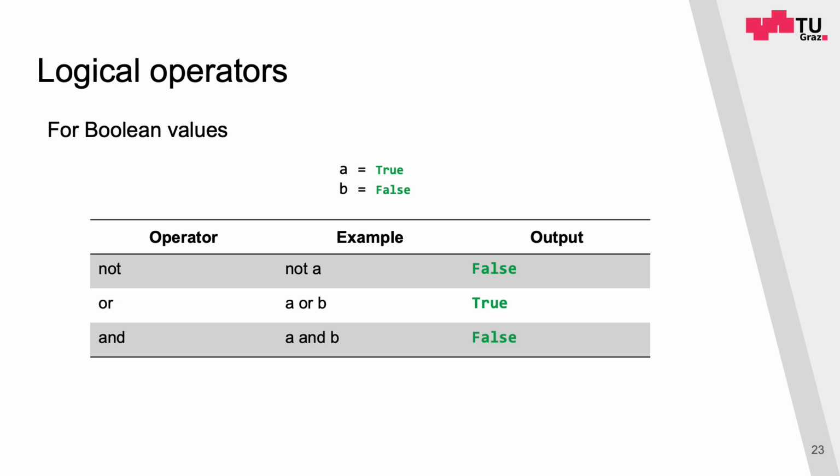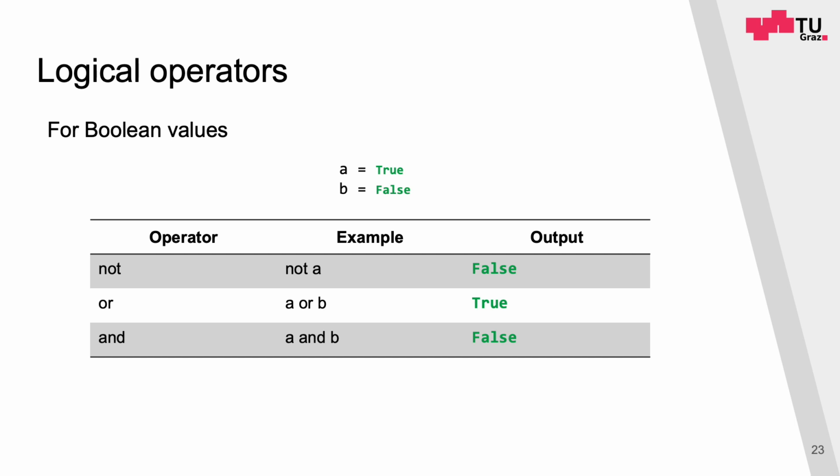And those are the most used logical operators which are available in Python. So not, or, and. So for example, we can type not A, which will produce the output false. So it will invert the value that is in A. And since A is equal to true, if we calculate not true, the output is false.